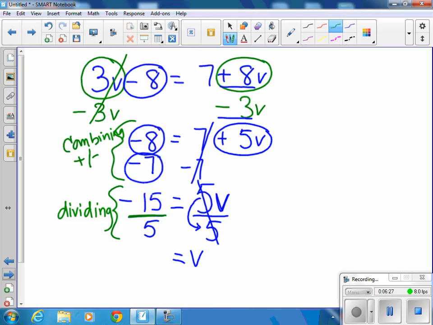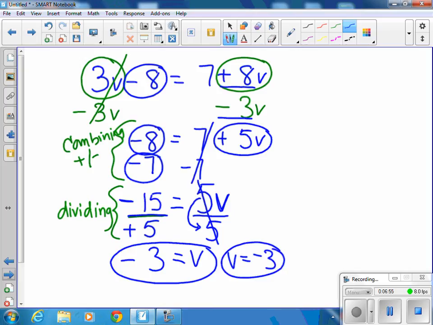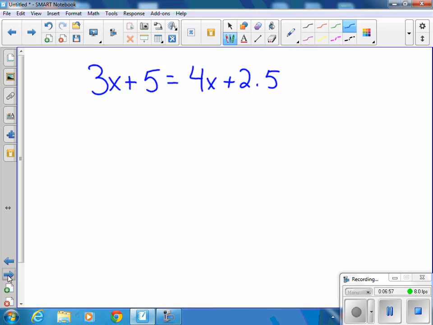I have a -15. I have a negative divided by a positive. We have to remember what are we going to have? It's going to be a negative answer. And then 15 divided by 5, that's easy enough. It's going to be 3. You heard me say it already. And there is my answer. V is equal to 3. Again, oops, we should have done this. V is equal to -3. There we go.